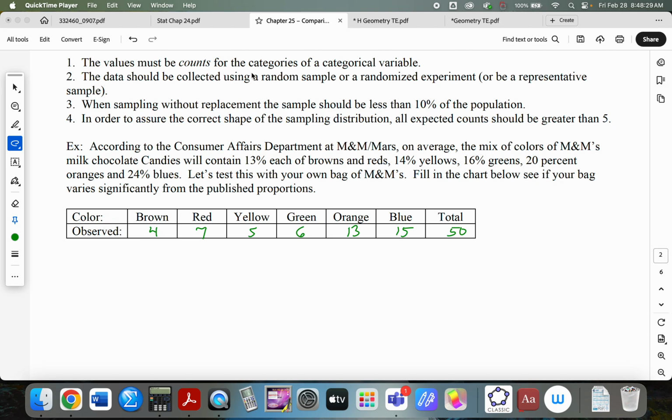So the values must be counts for the categories of a categorical variable. I'll start by saying the values in the table are counts of categories of a categorical variable, excuse me. So these are counts of colors.